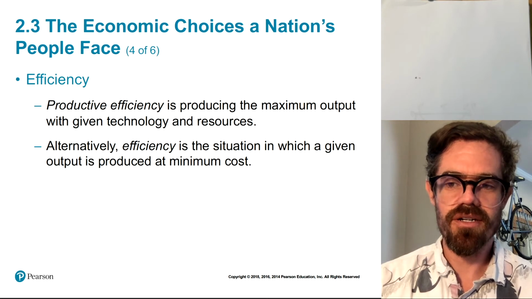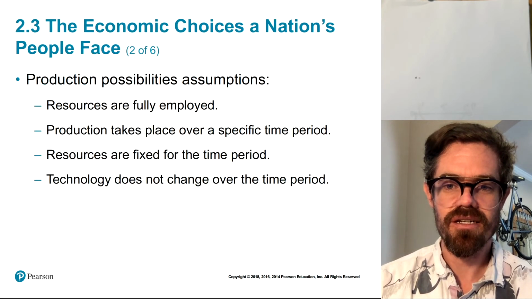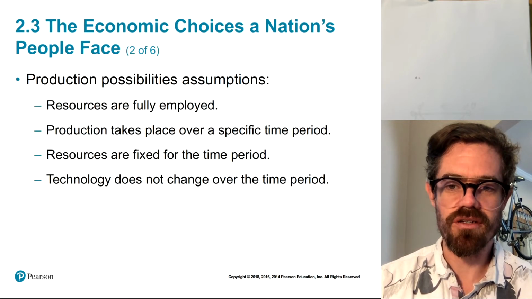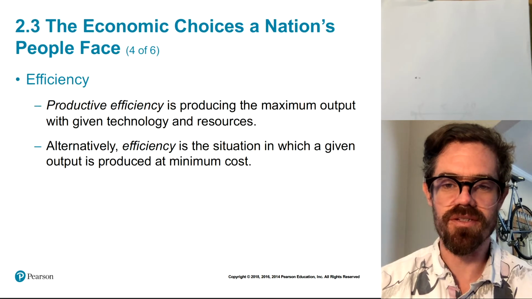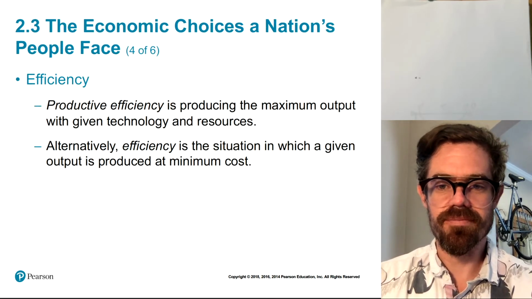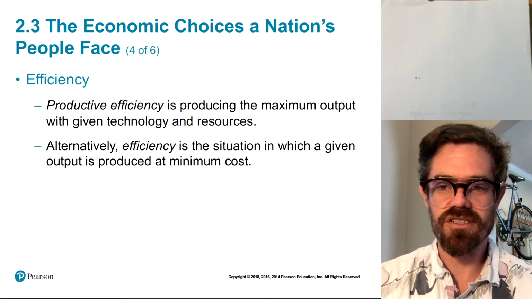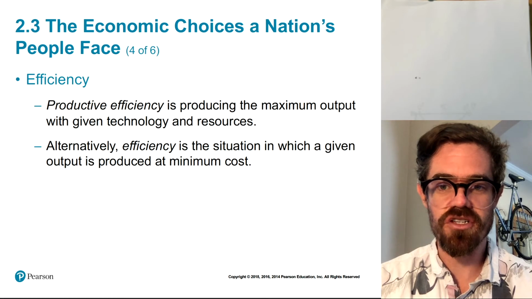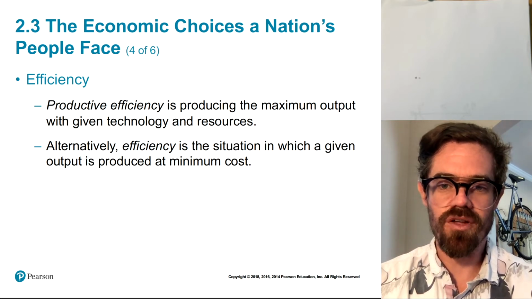Now, as I mentioned just a while ago, that point S here in our PPC graph is an inefficient point of production. Okay, so let's talk about what efficiency means in more detail. There's a very specific type of efficiency called productive efficiency. And that's really what we're talking about in the context of our PPC model. Productive efficiency is being able to produce the maximum amount of output with given technology and resources. So again, those are our ceteris paribus assumptions. We're assuming that technology and resources are not changing, they're staying fixed. And so productive efficiency is the maximum output that can be obtained with the fixed level of technology and fixed level of resources.